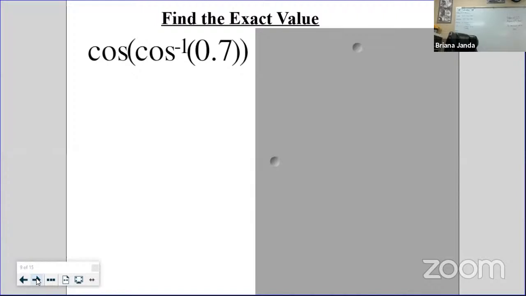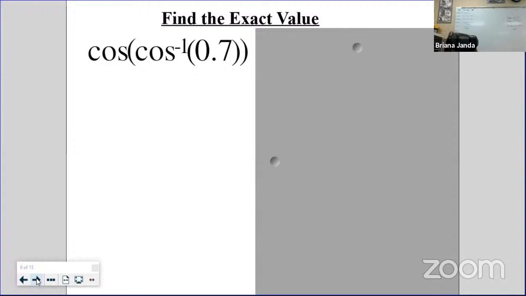This one right here, I don't necessarily love this question. However, I do want to show it to you one time just so that if you run across this on your MyMathLab assignment, you'll be able to do this. I can't tell you what that is. I don't know what 0.7 is on the unit circle. It's not on my hand trick.